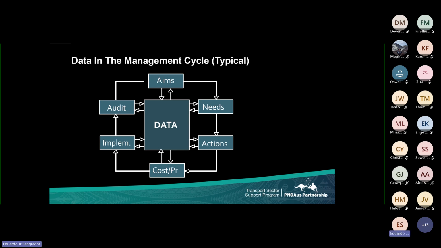As you know, this is the typical data management cycle: you identify the needs for the asset, what action you're going to do, the cost and program based on the data requirements. Then we implement the plan, and then do the audit and report, basically checking whether the policy is being achieved. That's annual. It's just like a typical cycle.